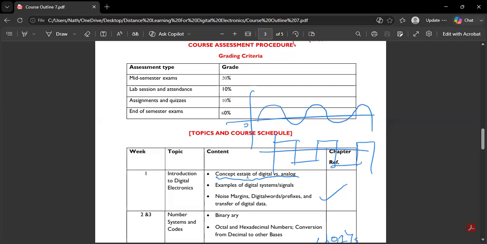So we look at the concept of a digital system and an analog system. We look at examples of digital systems and analog systems. Then we look at noise margin: how noise affects digital systems and how noise affects analog systems.